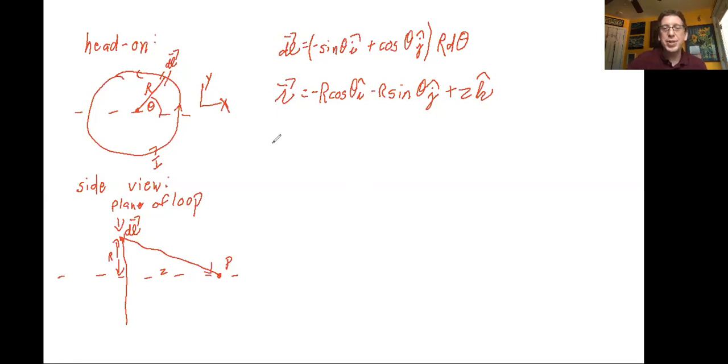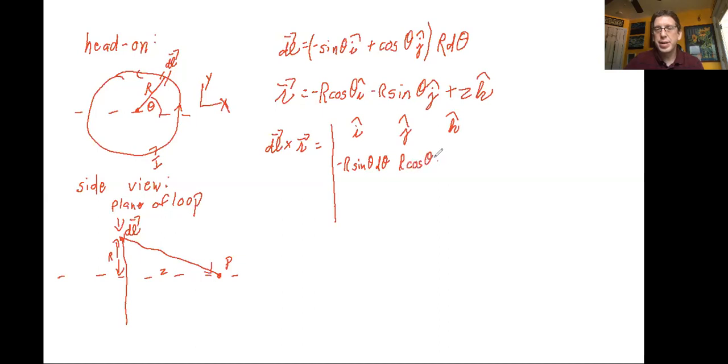But let's set this up. So dl cross R. Again, we'll set this up, and that's script R. And we'll set this up in determinant notation. So i hat, j hat, k hat. dl is negative R sine theta, or capital R sine theta d theta, and then R cosine theta d theta, and 0.